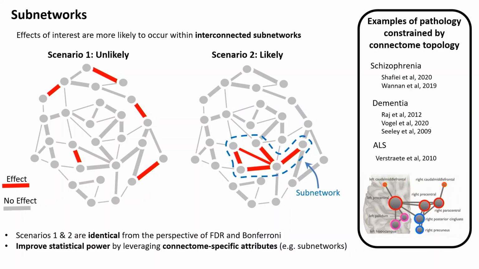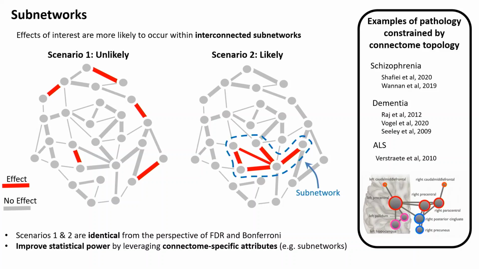However, we know that in connectomes the effects that we find are generally clustered to form networks. So here I've shown two scenarios. In the scenario on the left, the effect of interest, so this could be, for example, connections that are weaker in strength in schizophrenia, or some connections that are associated with some kind of behavior, is scattered throughout the network, whereas in scenario two, these form a connected cluster, or a subnetwork. The effects are more likely to be distributed as shown in scenario two, and we see that across multiple disorders, as I've shown in the panel on the right.